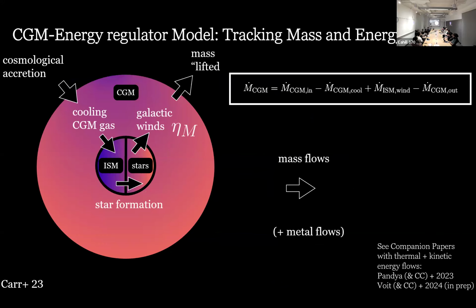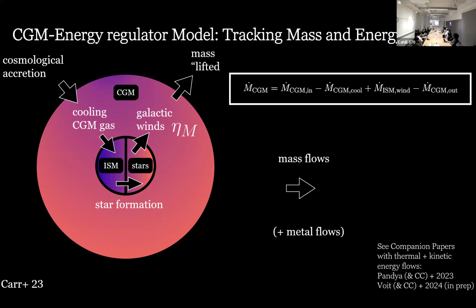And so folks in the past, to try to understand feedback in very simple and intuitive ways, have adopted these gas regulator models, where you can treat the CGM, the ISM, and the stars as different reservoirs, or bathtubs if you will, which exchange mass and metals at different rates within a growing halo. And these flows can be modeled using sink and source terms in a system of ordinary differential equations, where given some initial condition, you can solve this coupled system of ODEs to get solutions for the mass and metals in each of these components as a function of time. And the mass loading here is just a free parameter that you can twiddle up or down, and see how it affects the global properties of the system.